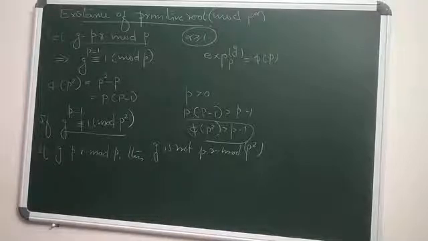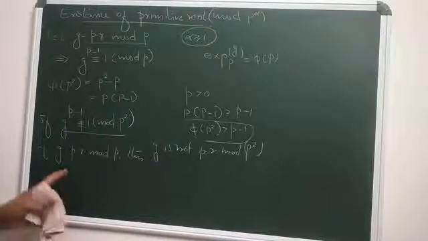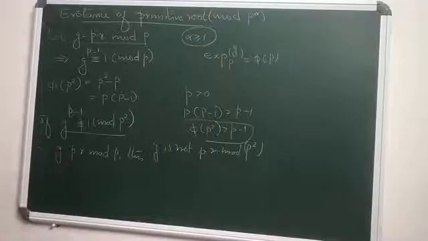That is, if g is a primitive root mod p, then g is a primitive root mod p square only when g to the power p minus 1 is incongruent to 1 mod p square. Agreed? So this is the necessary argument. Okay.